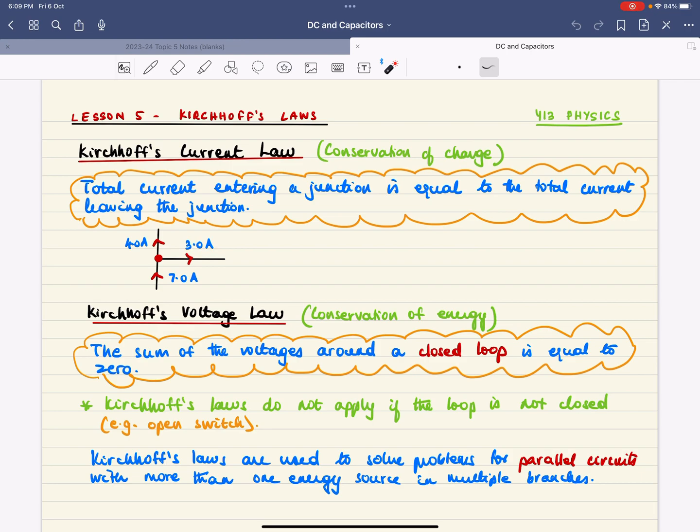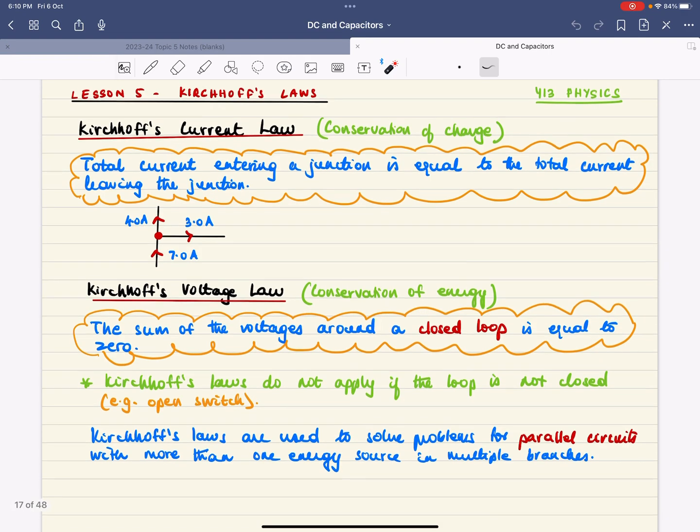One of them is the current law, and because current is a flow of charge, this is also called the conservation of charge. A junction is wherever you have more than one wire meeting. So the total current entering a junction is equal to the total current leaving the junction.